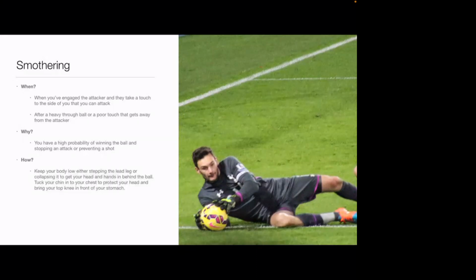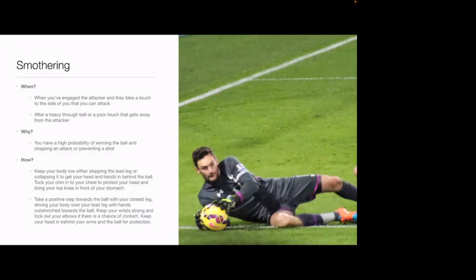How are you going to do it? You're going to keep your body low. You're going to either step with the lead leg or collapse. This is when you've engaged. So depending on how far the attacker is away from you and how far their touch is away from you, you can either step into it or you can collapse, making sure that you get your head and your hands in behind the ball, tuck your chin into your chest to protect your head, and bring your top knee up in front of your stomach. So your hands on the ball and tucking your chin in is going to protect your head. That top knee in front of your stomach is going to effectively protect your body.